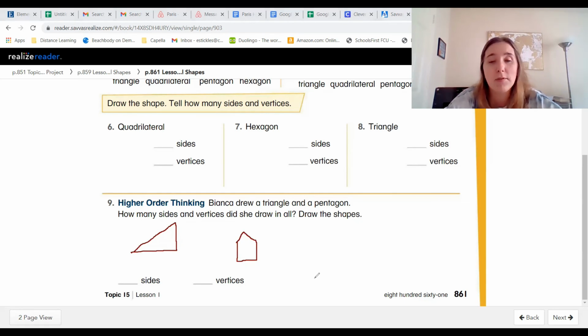Notice your shapes don't have to be perfect. They just have to have the right number of sides and vertices. So let's count up the sides. We have 1, 2, 3, 4, 5, 6, 7, 8 sides in all. And how many vertices? 1, 2, 3, 4, 5, 6, 7, 8. So we have 8 sides and 8 vertices all together. We're going to turn the page and you're going to do one more problem.